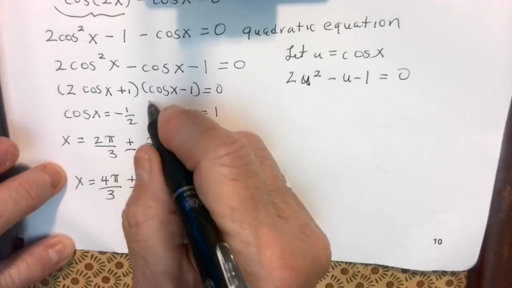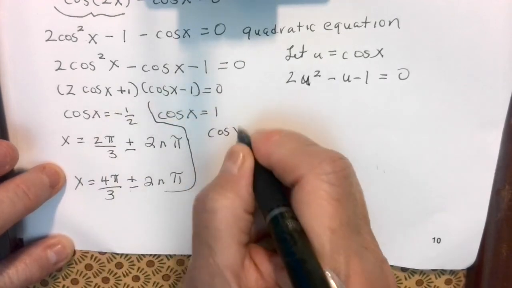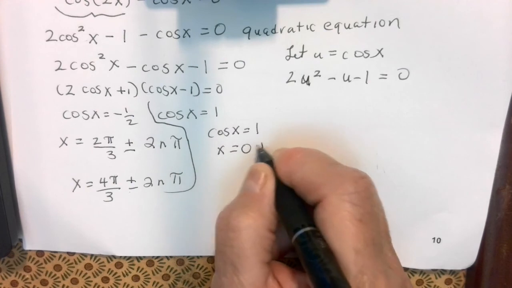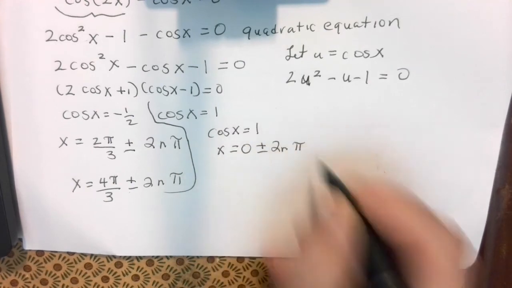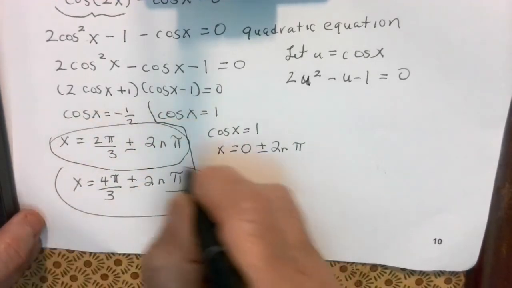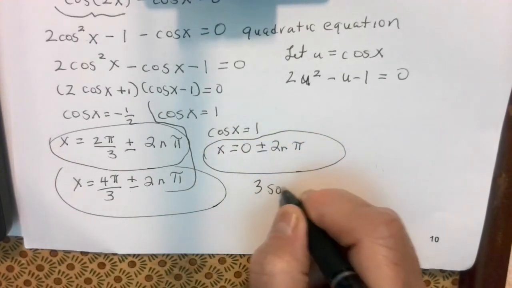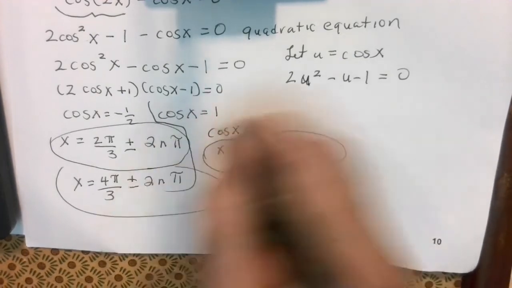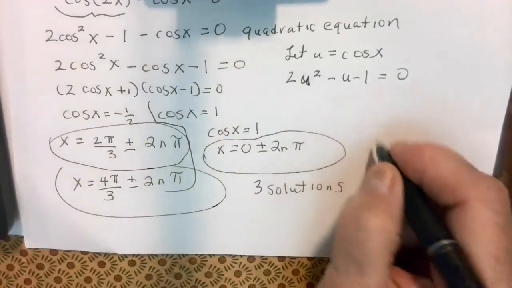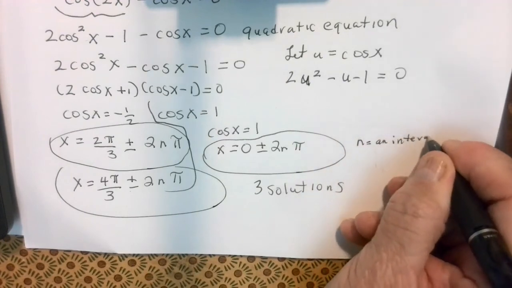Now, that takes care of this one. Now, cosine x equal to 1, that happens at x equals 0. And you'd have to go plus or minus 2 pi n. So these are the solutions. This one, this one, this one. 3 solutions. Well, 3 forms of the solutions. There's really infinitely many solutions because you can add this 2 pi n, and n is just an integer. We use n for an integer a lot.